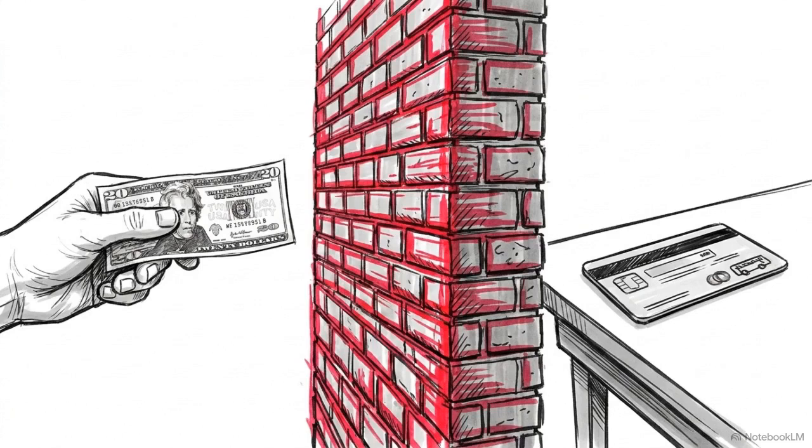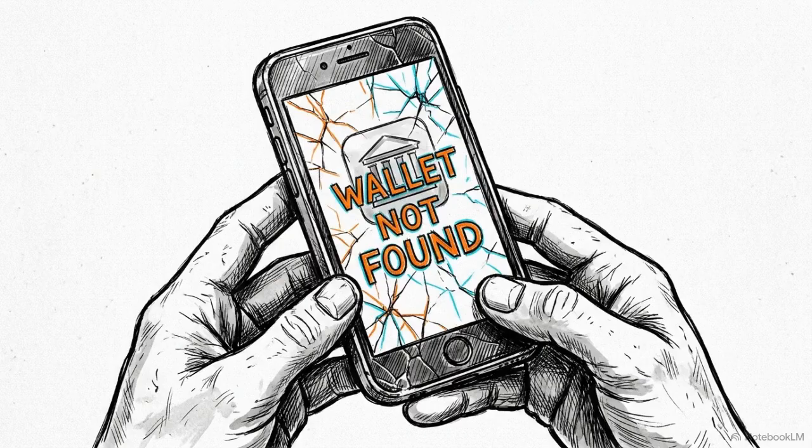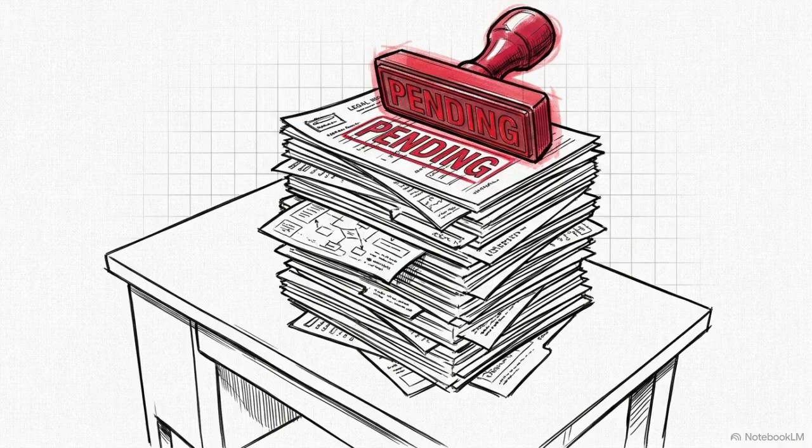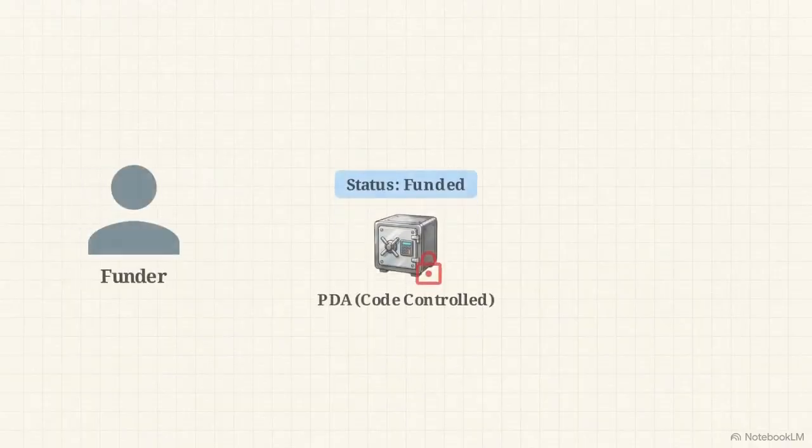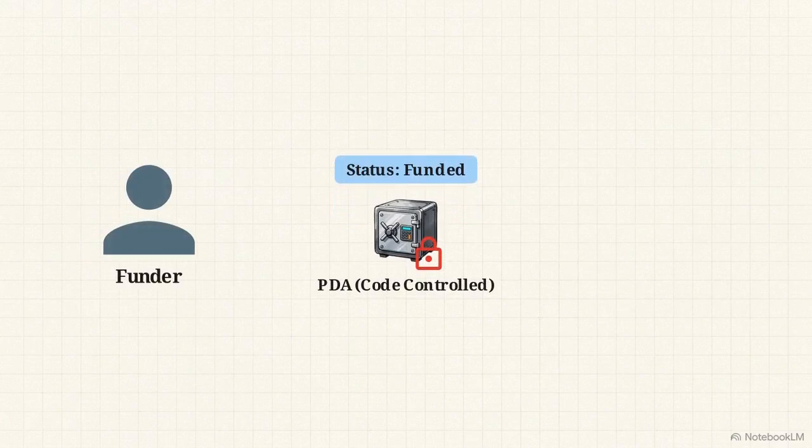Helping someone with a $20 bus pass usually hits a wall of friction. If they don't have a bank account or a crypto wallet, traditional systems force them through days of paperwork or technical onboarding just to receive a small act of support. We solve this by using a program-derived address, or PDA.